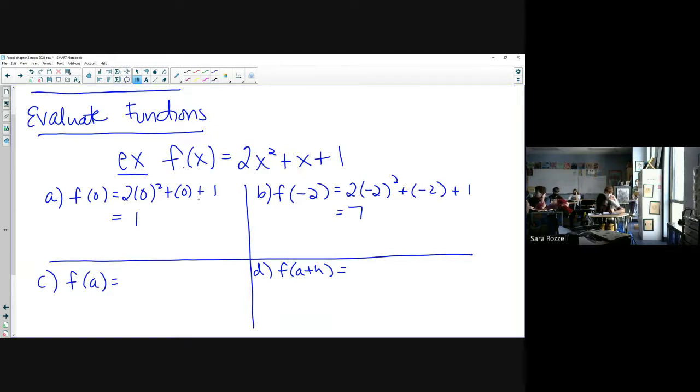Alright, our next one, I really like this kind where it's just f of a variable. This is saying where there was an x, we're going to replace it with an a. That's not too bad. 2a squared plus a plus 1. Is there anything that we can do to combine any terms or simplify that at all? Nope. So that would just be your answer.